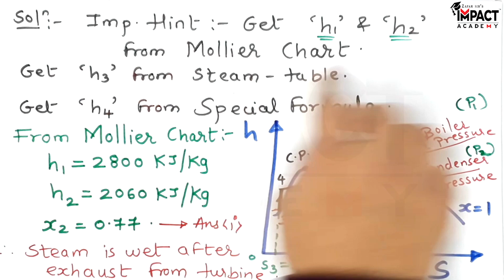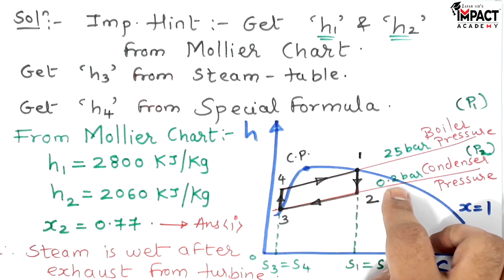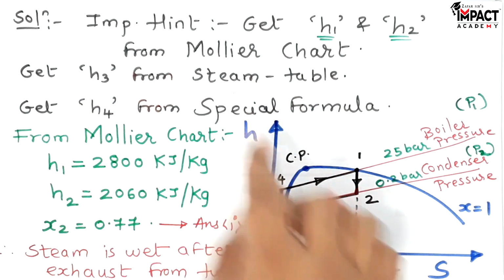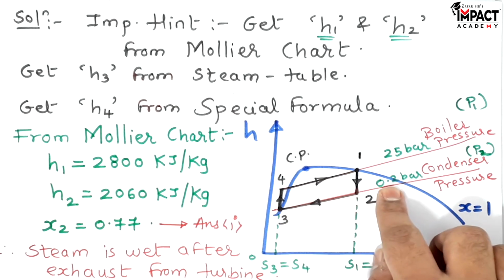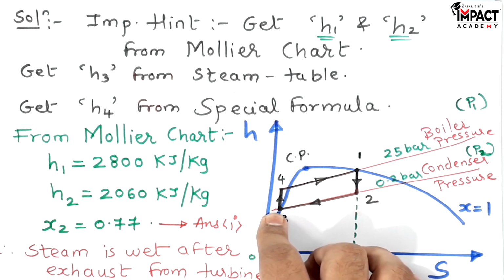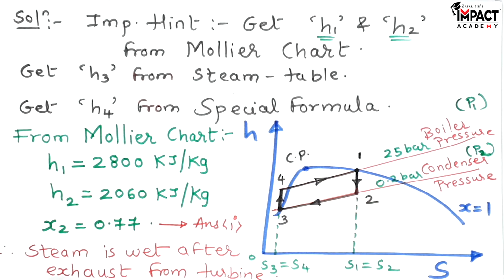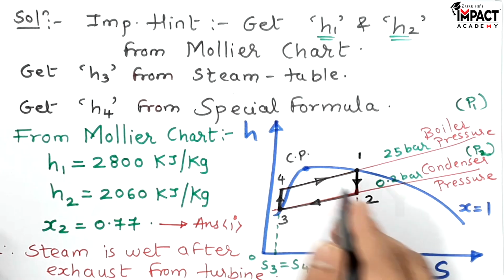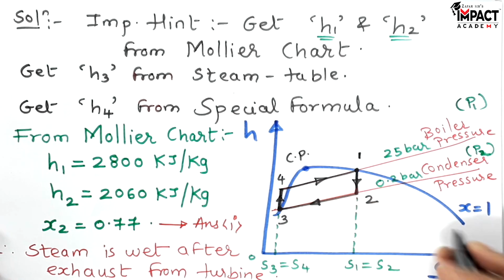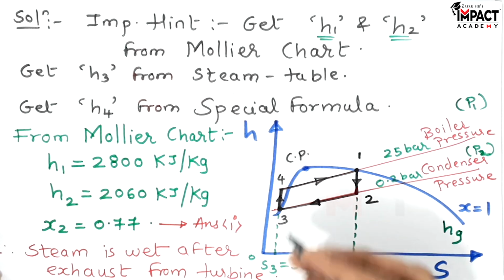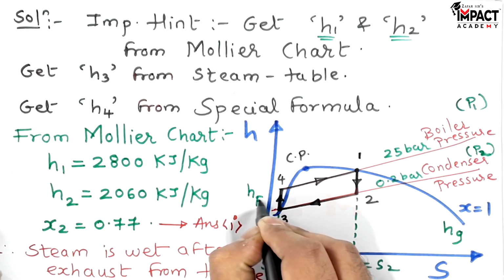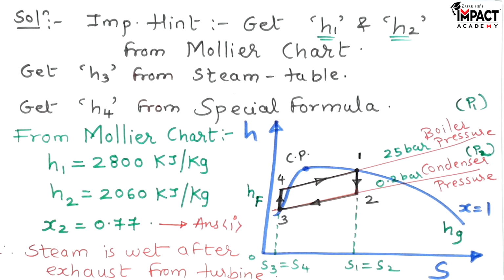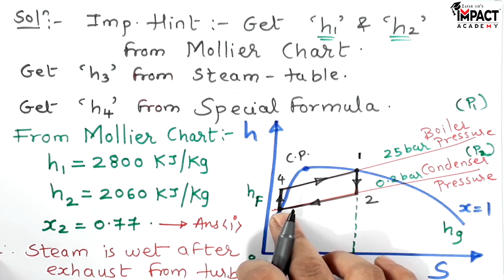Now from the important hint, H1 and H2 have been found from the Mollier chart, even X2. Now H3 I have to get from the steam table, and remember, to find H3 we know the pressure is 0.2 bar, and we have to look into the steam table for the HF value, because on this curve whatever the right hand side values are, they represent saturated vapor, that is Hg values, the enthalpy of the dry vapor, and on the left hand side whatever values we get are called HF values, the enthalpy of liquid, or we can say the enthalpy of water.